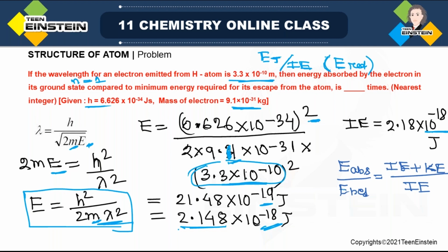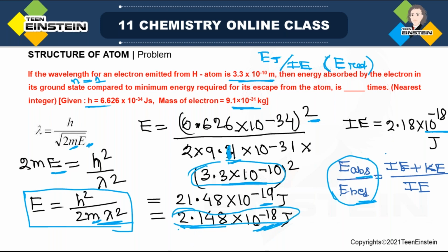So just to make the calculation easier, I have kept it same. Next, the final step, you have to take this ratio. Total energy absorbed, that is E total. E absorbed is E total divided by energy required, which is nothing but ionization energy. And E total is ionization energy plus kinetic energy, right? Now kinetic energy you have calculated, which is 2.148. This one is kinetic energy, right?